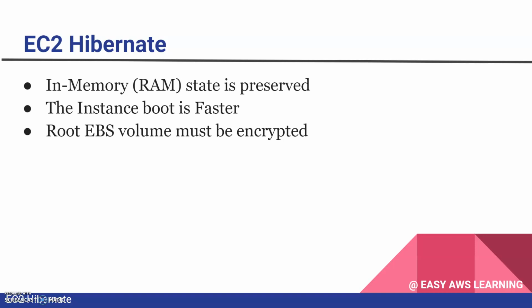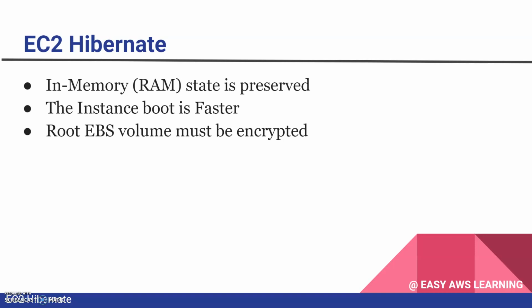And with EC2 Hibernate, the in-memory state gets preserved. How is it preserved? It saves your RAM data into the EBS volume. Once your in-memory RAM data is stored in the EBS volume, this saves a lot of booting time, so it makes your boot faster. In this case you require the EBS volume to be encrypted. That's a must.